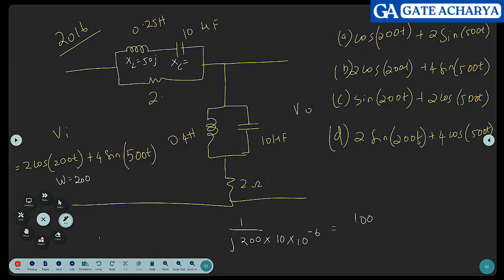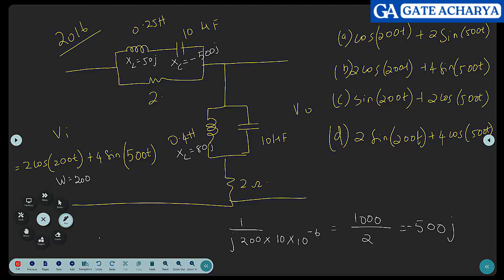It is 1000 divided by 2. 500. Yeah, you are correct. Minus 500J. And how about this one? 200 into J omega, right? So that is fine. So this will be minus 500J. And how about here? Here, this inductor, 200 into this one, 80J. So this XL is 80J.